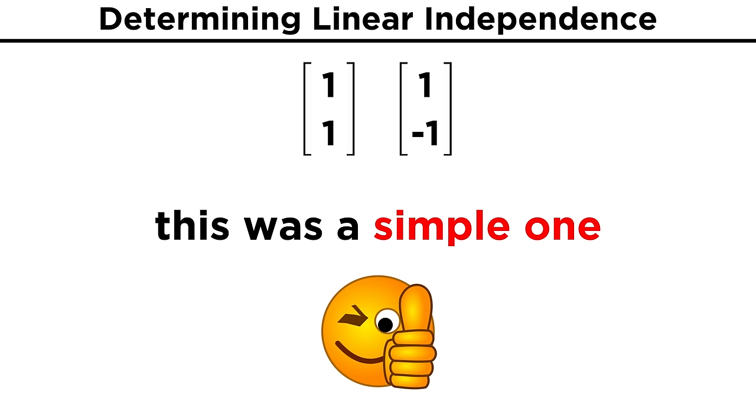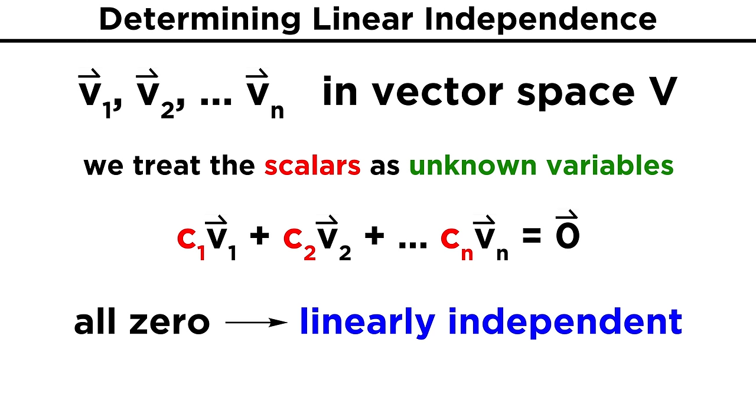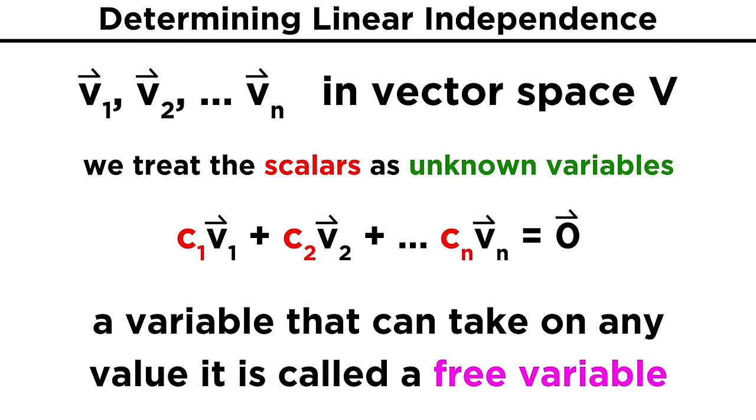Solving a simple system like this is a piece of cake, but often we'll be dealing with much more complicated systems. However, we can still use the methods we've already learned by treating the scalars as our unknown variables. If we solve the system and find only zeros, the vectors are linearly independent. But if we find that any number of scalars are non-zero, or that any scalar can be set to any non-zero value, the system will be linearly dependent. When a variable can take on any value for the system, this is called a free variable.